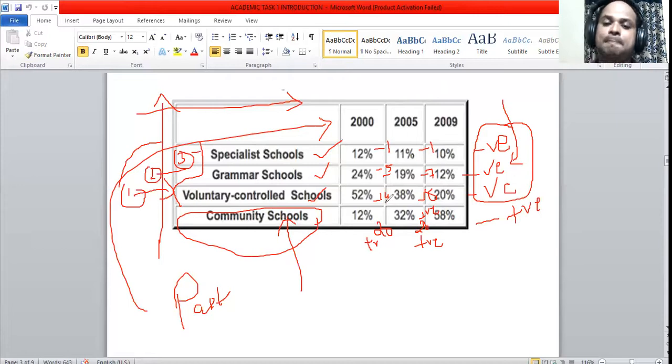This is a simple example. You'll be getting more complex tables in the real examination. This is just a sample for your understanding. Hope you have understood this.